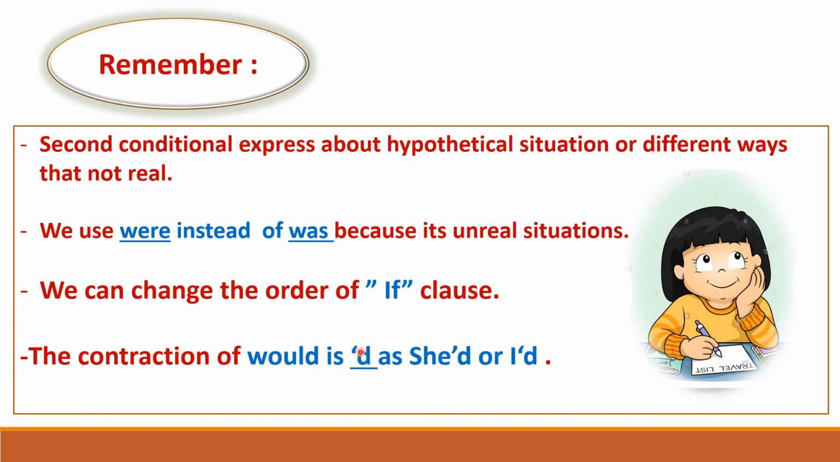نلاحظ would تختصر إلى 'd. ممكن أقول she would بدل من ما أقول she would أقول she'd or I'd. I can use these two things. ممكن أستخدم هذول الشيئين عادي. ممكن أستخدم I'd أو ممكن أستخدم I would. So that's all about the second conditional.